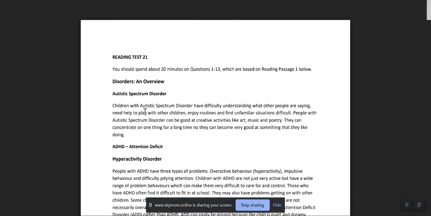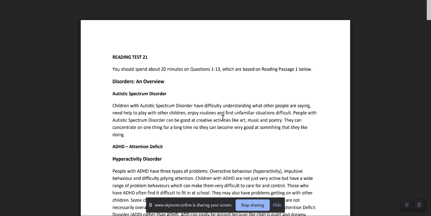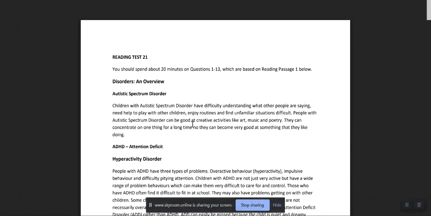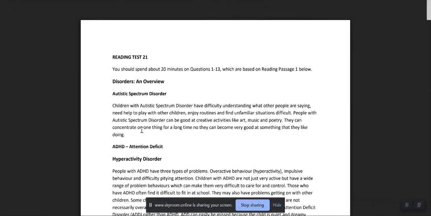Children with autistic spectrum disorder have difficulty understanding what other people are saying, need help to play with other children, enjoy routines, and find unfamiliar situations difficult. People with autistic spectrum disorder can be good at creative activities like art, music, and poetry. They can concentrate on one thing for a long time. No, they can become very good at something that they like doing.